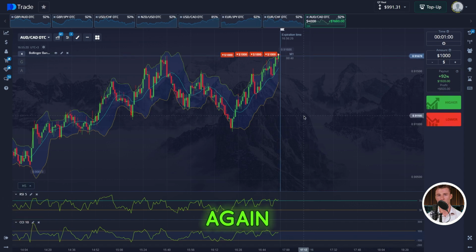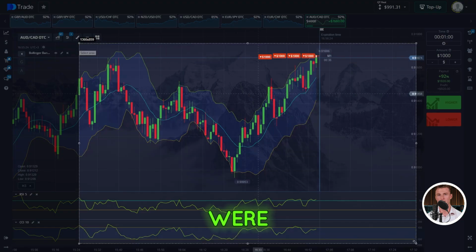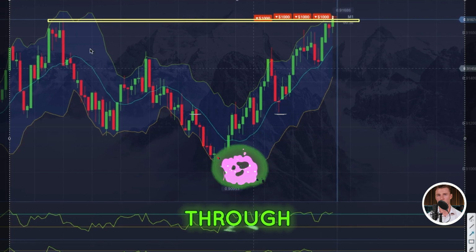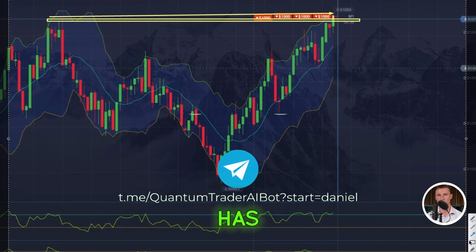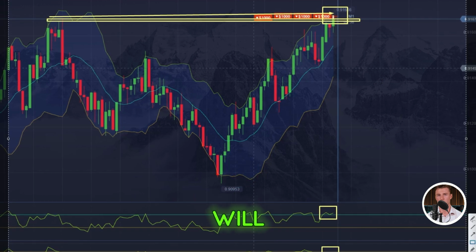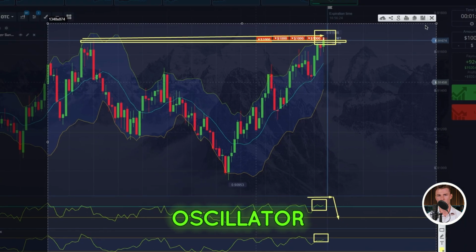We will open them again for a decline. The trades are open on the same principle as the previous ones were opened. We will highlight the working area. The resistance area has broken through. A new local maximum has formed. The upper Bollinger Band has touched. And I will expect an exit from the overbought area along the RSI oscillator.